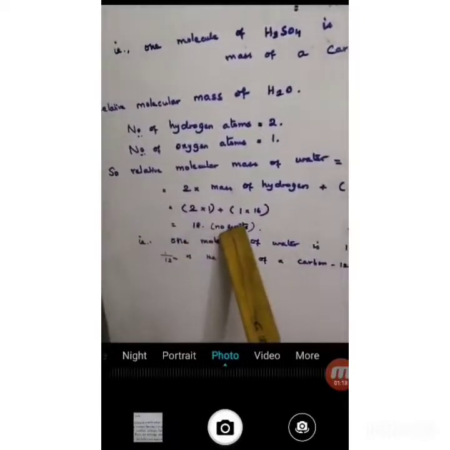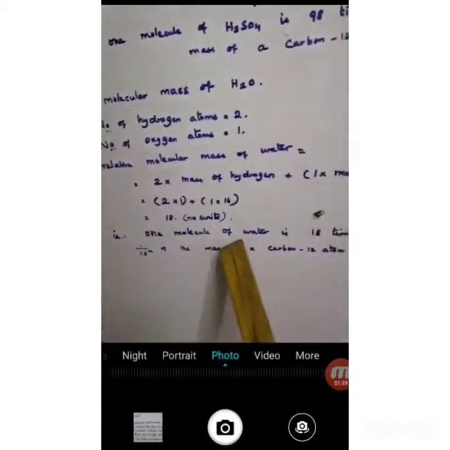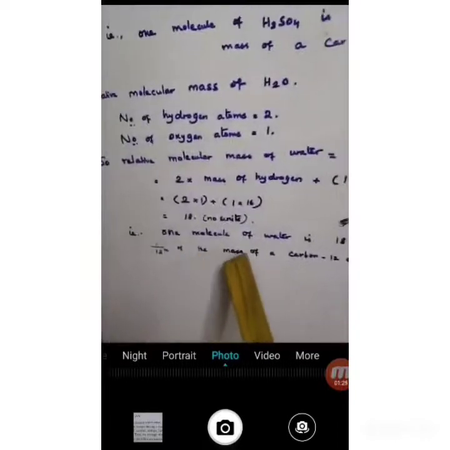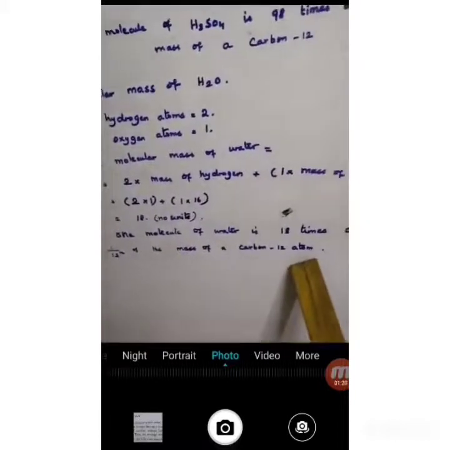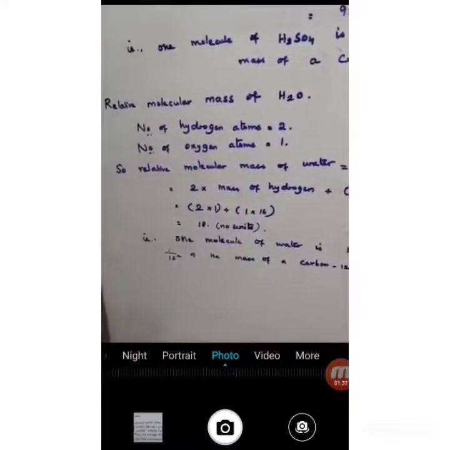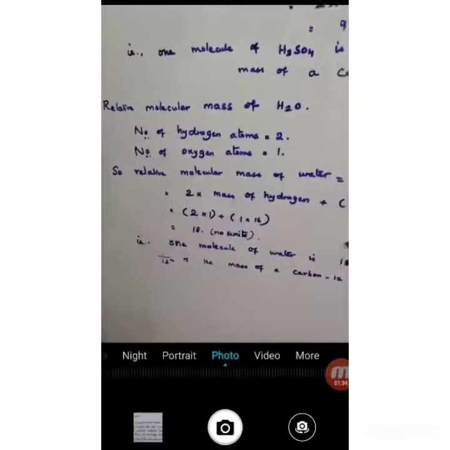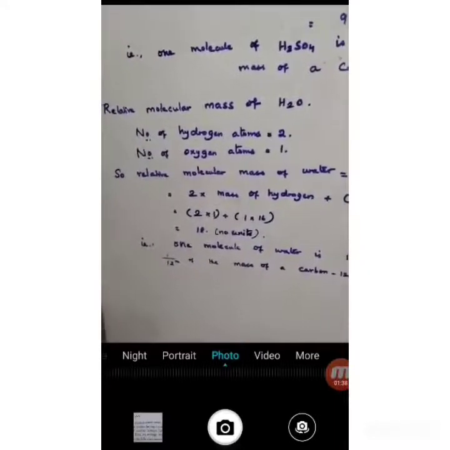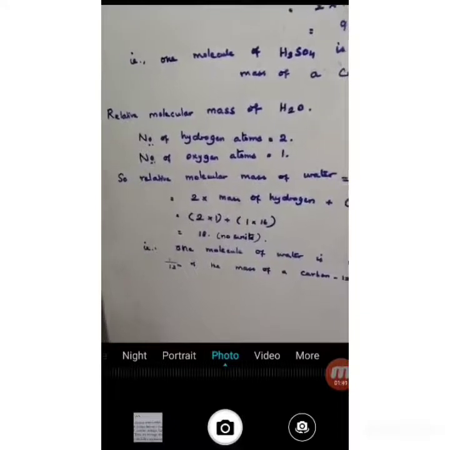It has no units. That is, 1 molecule of water is 18 times as heavy as 1/12 of the mass of a carbon-12 atom. Children, hope you would have understood, and we can see the differences between atoms and molecules in the next video, and we can conclude today's session.